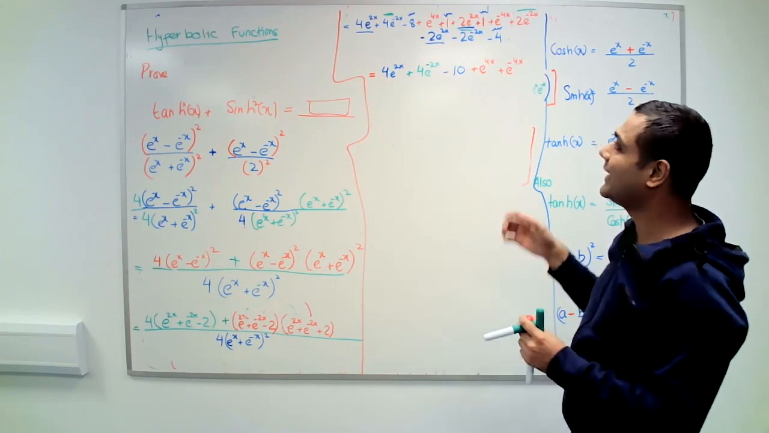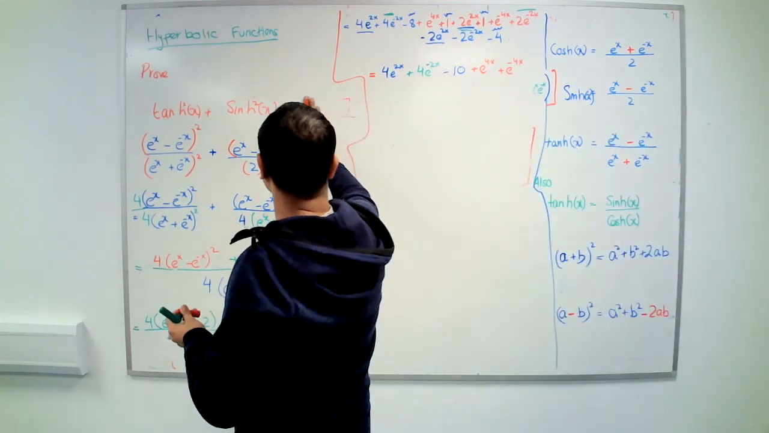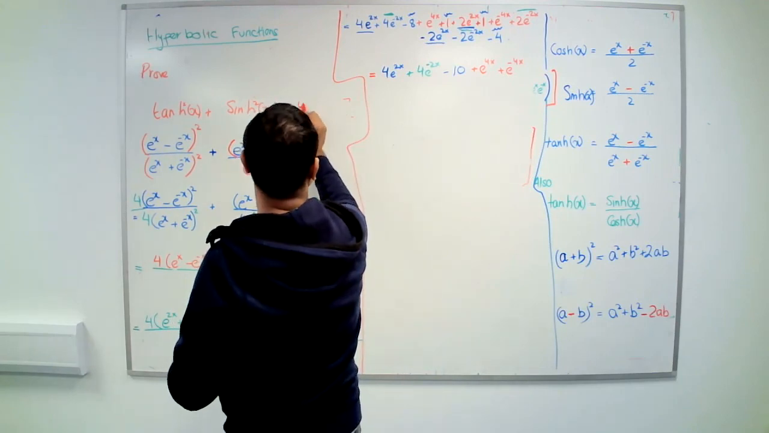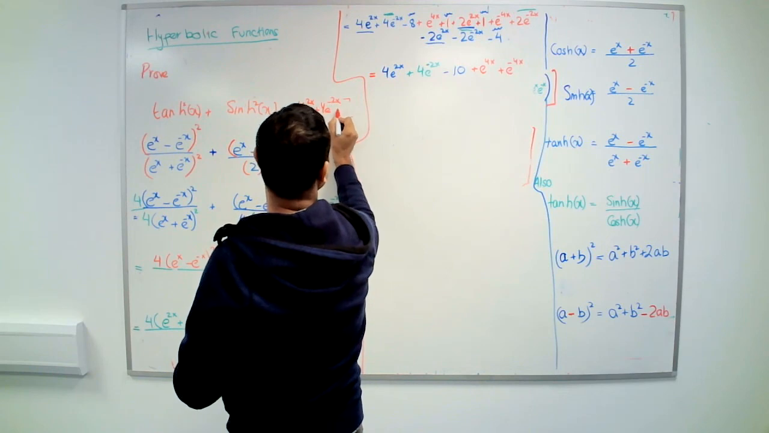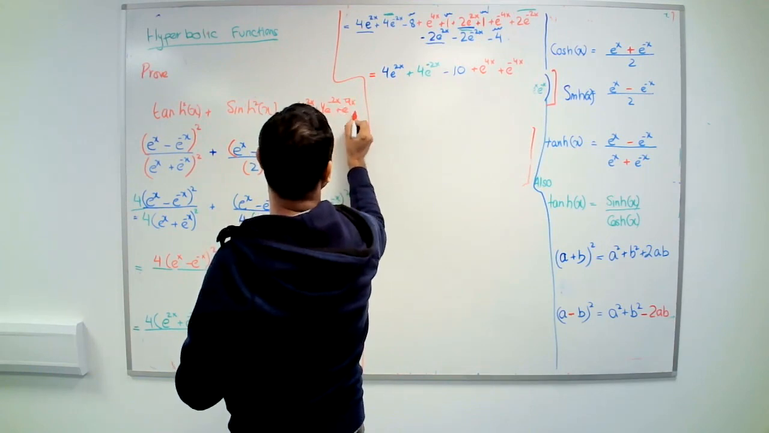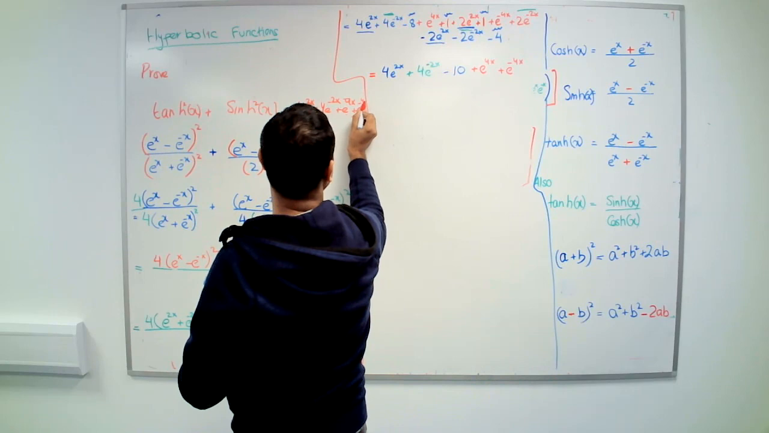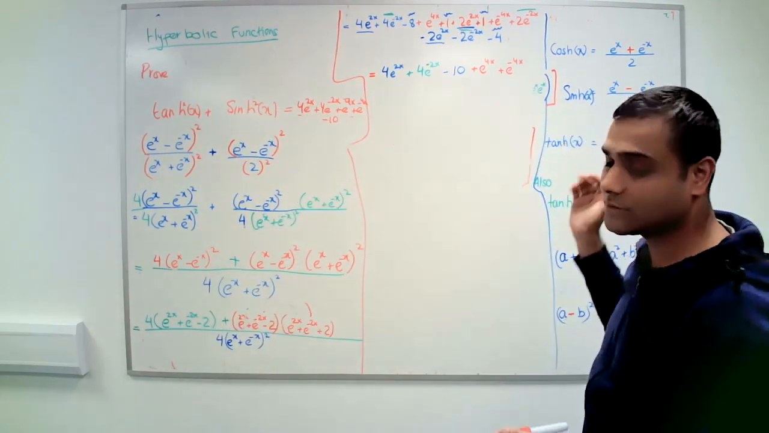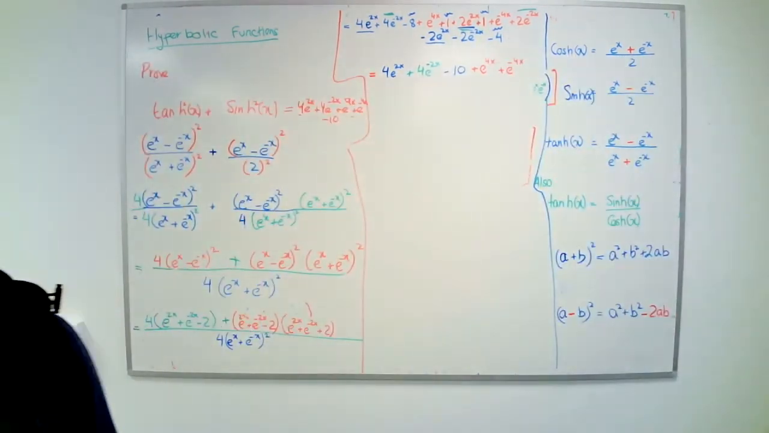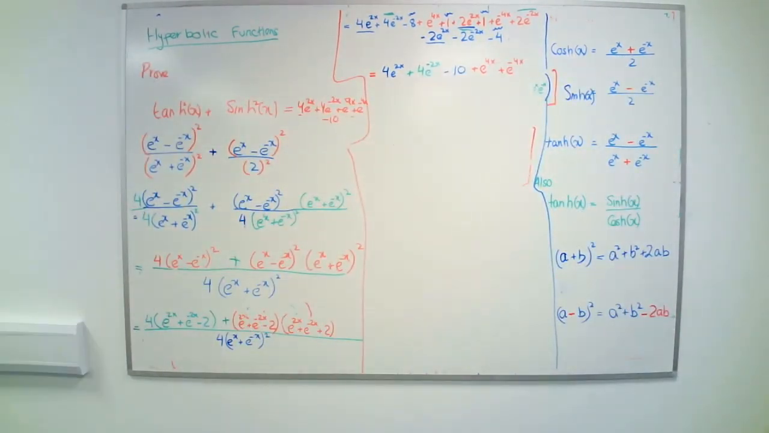Okay. So you are supposed to prove this thing equals 4e to the 2x plus 4e to the minus 2x plus e to the 4x plus e to the minus 4x minus 10. Yeah, so here you go. You can't solve any further. You can do one more step, but let's stop here.